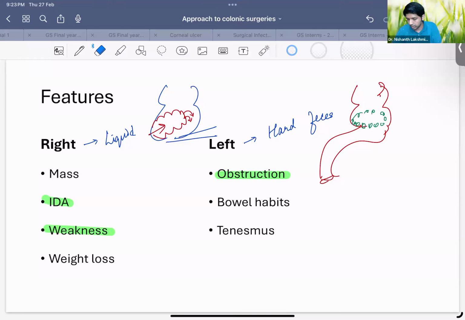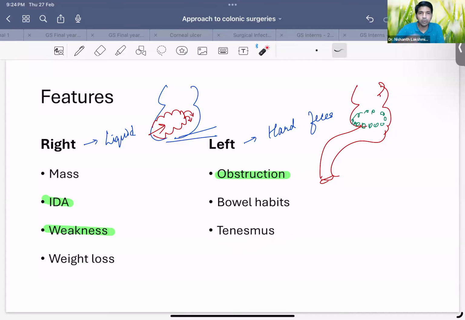Left-sided will come with obstruction. Second is altered bowel habits. Basically, they'll have constipation because of the growth and loose stools because of the amount of mucus that is being produced. So the mucus that is coming out is the spurious diarrhea. It is not true diarrhea. They're having constipation because of the growth, but the diarrhea that's happening is because of the mucus and not because of loose stools. Last one is tenesmus.